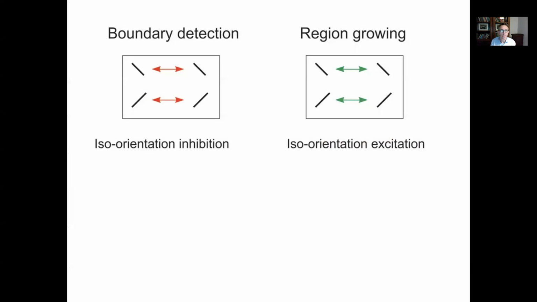Okay. This is of course a bit of a conundrum, because for boundary detection you would like to have iso-orientation inhibition. For region growing you would like to have iso-orientation excitation. If you build a neural network, these effects will cancel. Okay, so the proposal is that iso-orientation inhibition is actually implemented in the feed-forward propagation, in the feed-forward scheme, and the region growing happens a bit later through feedback connections.